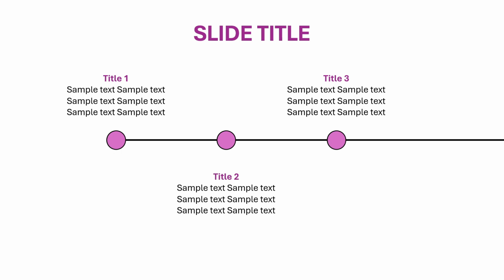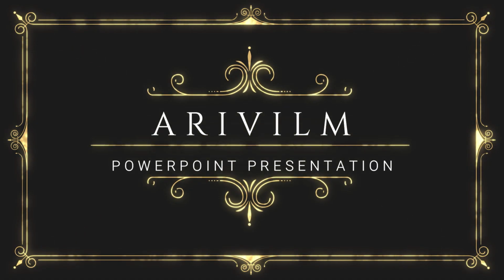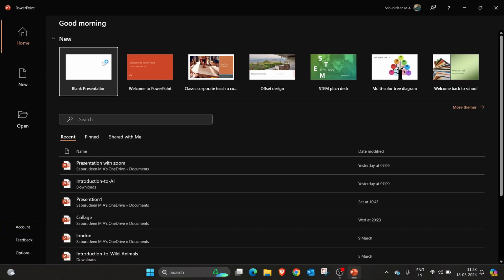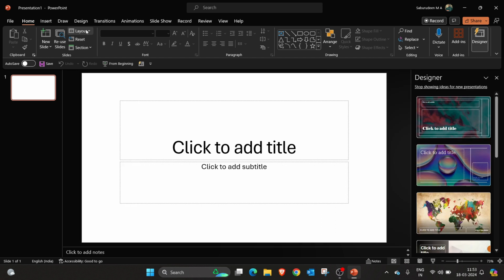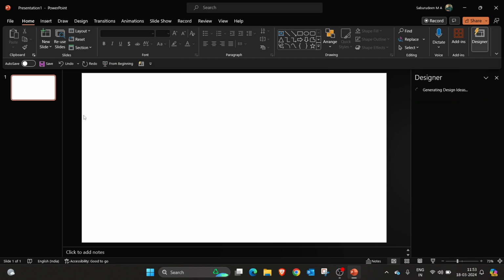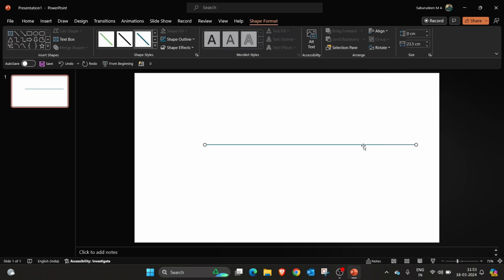Let's get started. Open a blank presentation. Okay, select blank layout. Okay, now we are going to create one horizontal line. Go to home menu. Here in drawing group, I am going to create one horizontal line. Hold shift key for straight line.